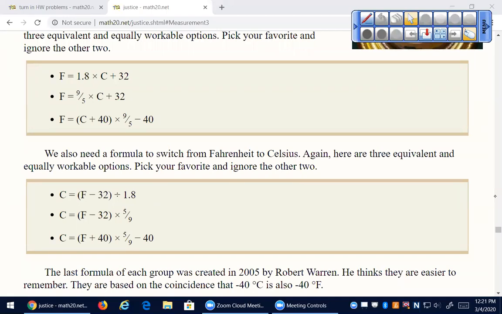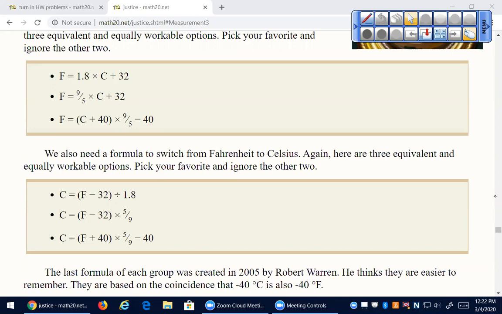The traditional ones that probably you've seen in other math classes are the top ones. If you like fractions, then you can do this one. And then Robert Warren invented these because they're almost the same. It's just whether you have a 9/5 or a 5/9. Other than that, you don't have to worry about plus and minus switching around or anything like that. So if you haven't memorized or seen any of these before, the bottoms are probably the easiest to memorize. If you're used to others, go with the ones you're used to.